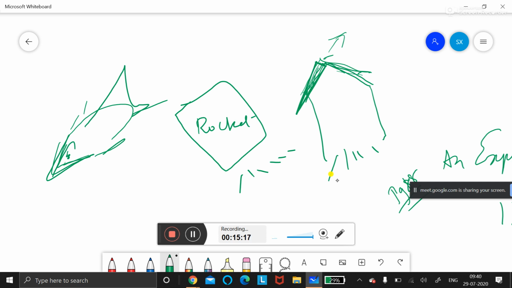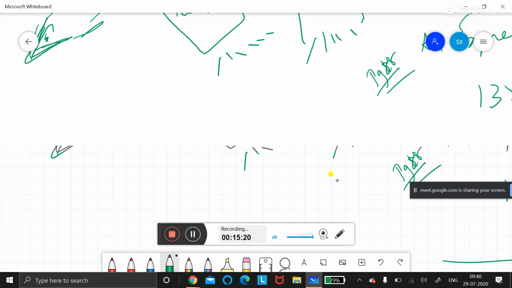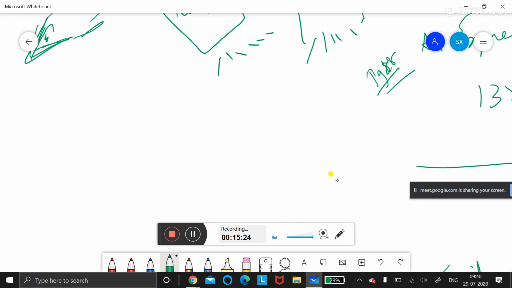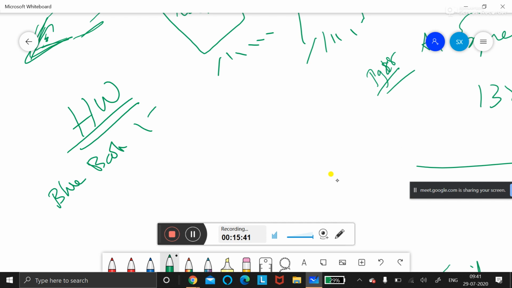So you need to do the homework. Homework is in the blue book, two questions. One is the spring balance, another is the activity on the pencil. Which page number? Page 147 for both, and 148.